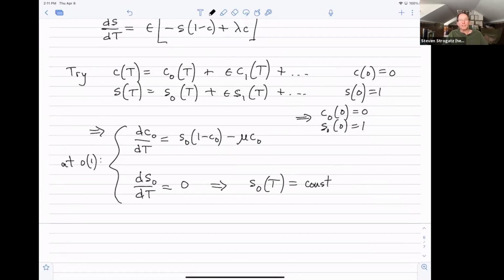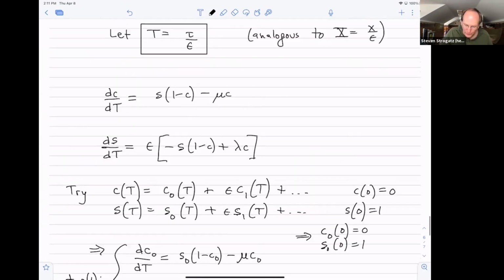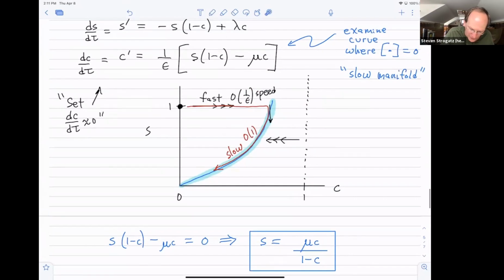And we know what that constant is because at time 0, it's 1. So it's just 1. So what this tells me is that S0 as a function of the inner variable, capital T, is just identically 1. And that's no surprise. That was my lightning bolt argument, right? This thing is just shooting straight across, staying horizontal the whole time. So to lowest order, that's what's happening.